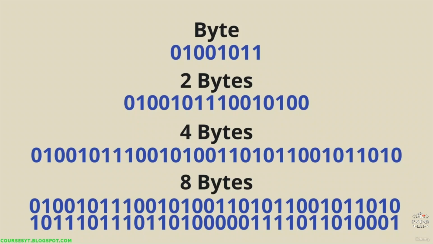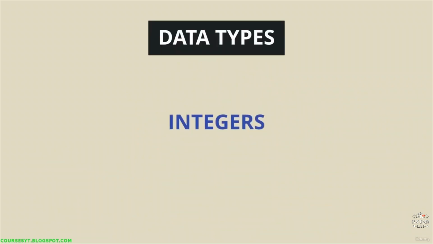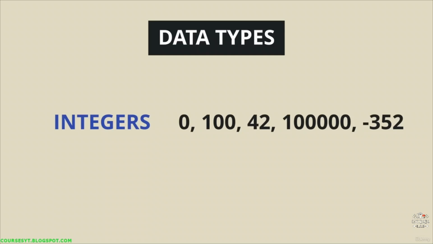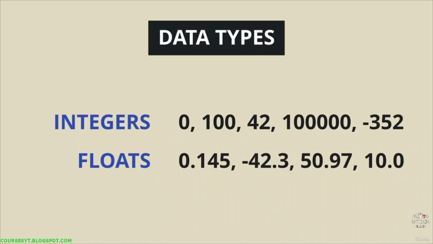Okay, so until now, we've only really used integers. So numbers that are whole. So like 0, 100, 42, 100,000, minus 352, anything that is a whole number. However, it's very useful for video games or pretty much any program to be able to write something called floats. And floats is the computer science way of referring to decimal numbers. So numbers that have a dot followed by more numbers. So numbers like 0.145, minus 42.3, and so on.